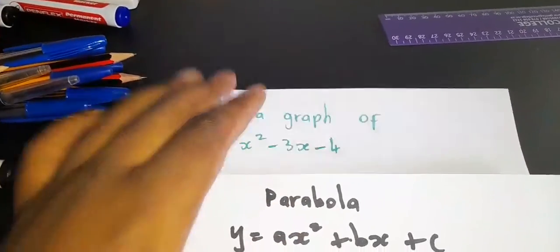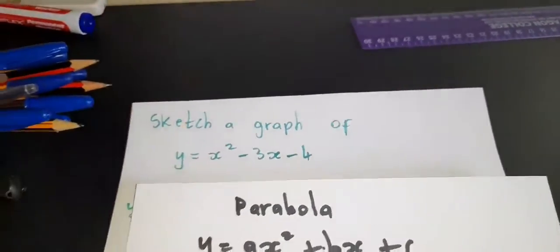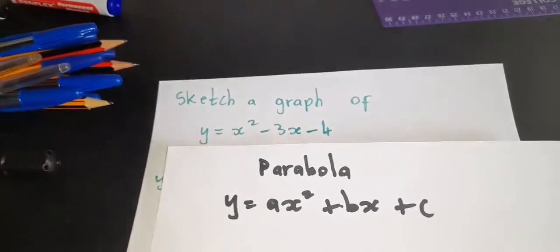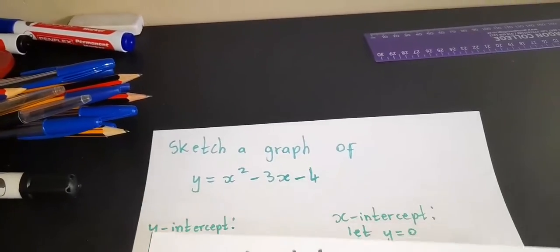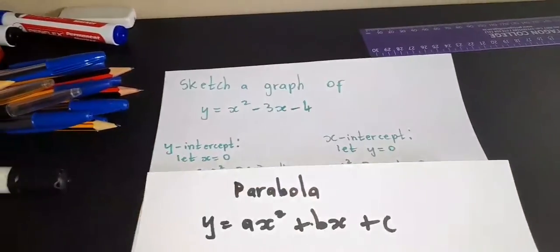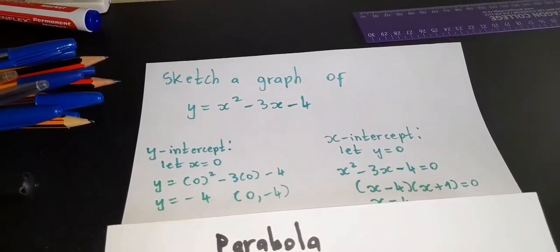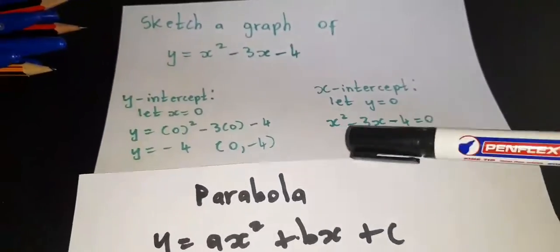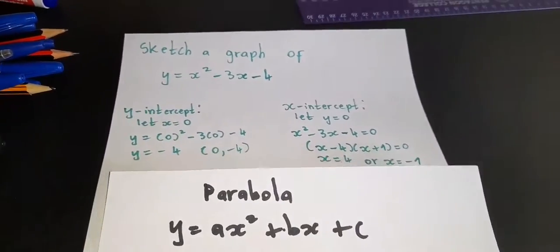It says here, sketch a graph of x squared minus 3x minus 4. The first thing you do is find the y-intercept. So you let x equal 0, and when x is 0, y is negative 4. So these are the coordinates of the y-intercept, 0 and negative 4, or (0, -4).